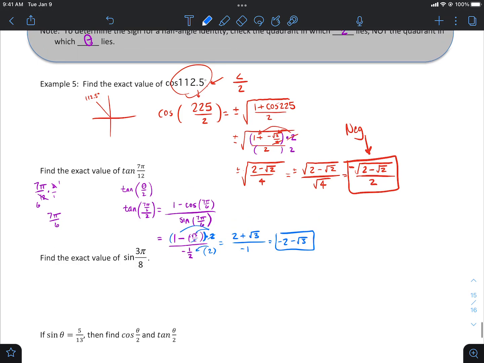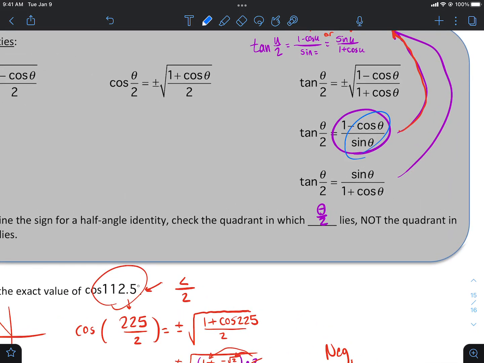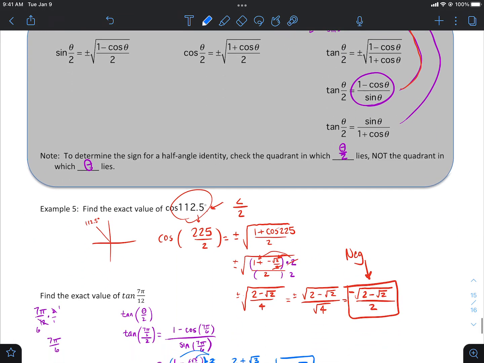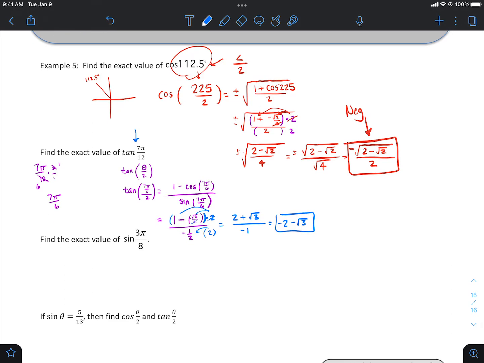Okay. Now, typically with the tangent equations, if you're doing the second or third variation, you don't have to worry about the plus or minus, because when you do the cosine and sine, the signs will take care of themselves. I guess if you do this first one, you do have to worry about the plus or minus, and then you do have to think about what quadrant the original angle lies in and if it's positive or negative there. So, if you go back here and think about this, tangent is typically negative in quadrant 2, and notice you got a negative answer there. So that checks out.